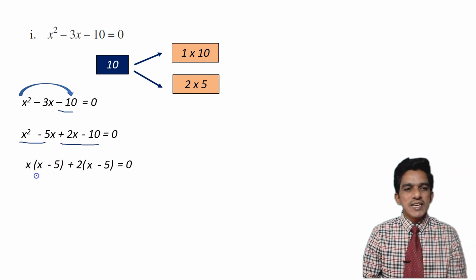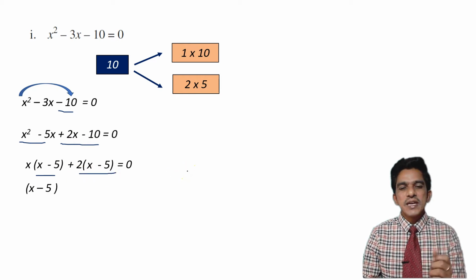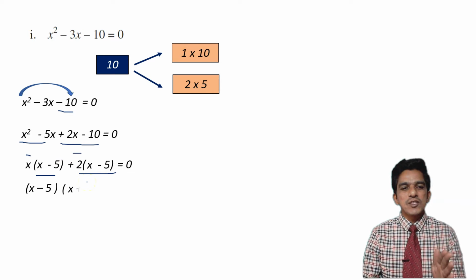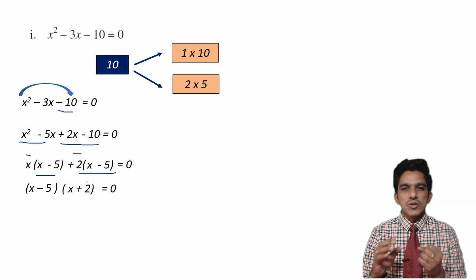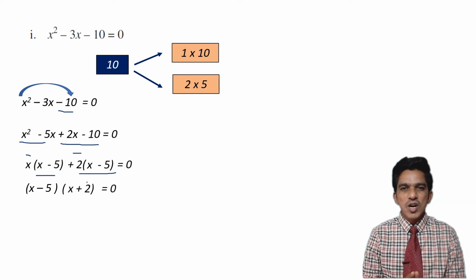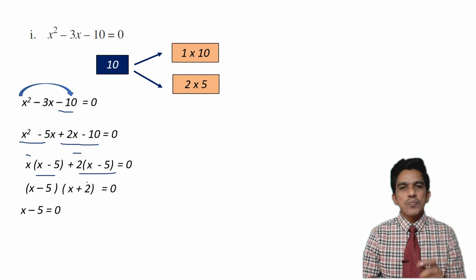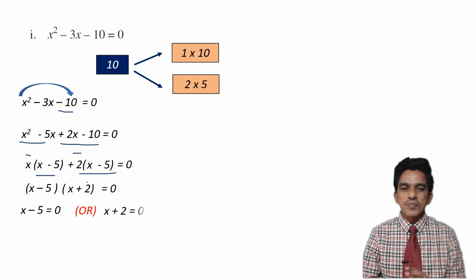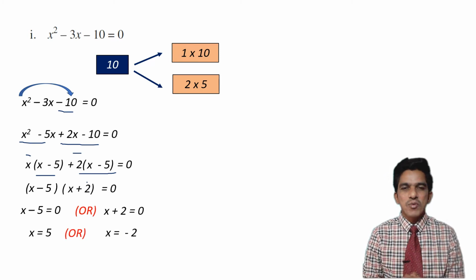Now here x minus 5 is the common factor. So you will have x minus 5 times the remaining factors, which are x plus 2. So here we have x and here we have plus 2. So the other factor is x plus 2 is equal to 0. So for the product of two values to be 0, at least one of them should be 0. That means either x minus 5 is 0 or x plus 2 is 0. x minus 5 is 0 means x is equal to 5, or x plus 2 is 0 means x is equal to negative 2. So in this way we have solved this problem by factorization.